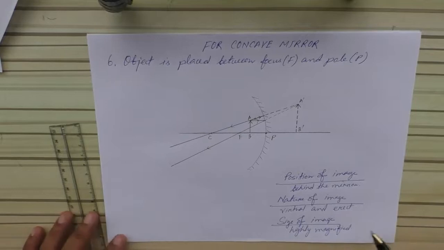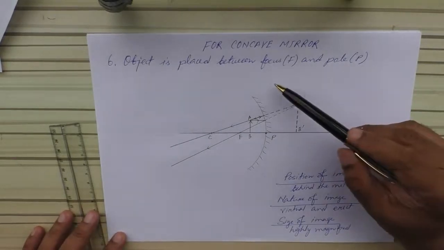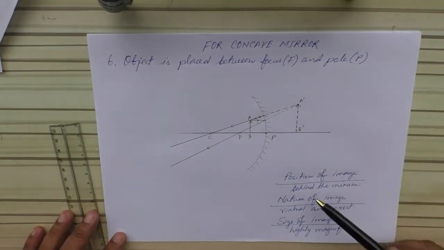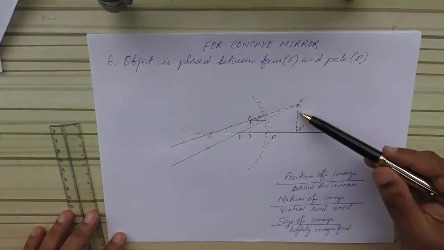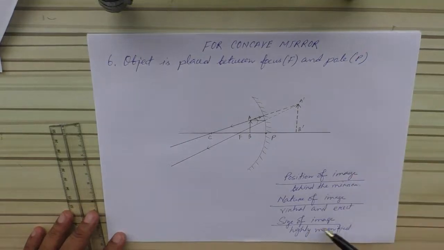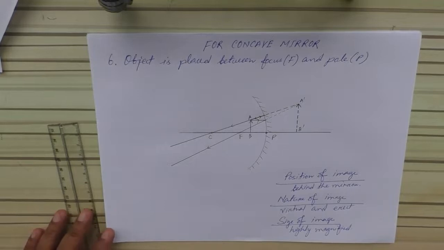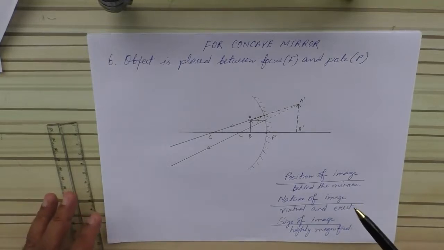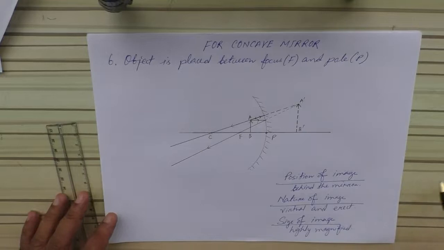So if the object is placed between focus and pole, the image is formed behind the mirror. The image is virtual and erect. Why virtual? Because light rays do not actually intersect here. Size of the image is highly magnified or enlarged, we can say. But we can also draw the same diagram in another way.